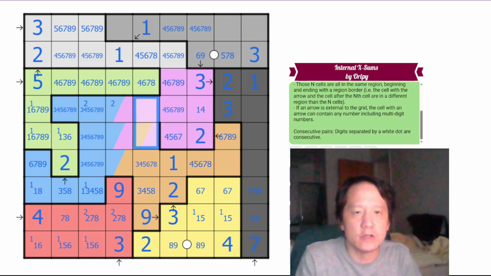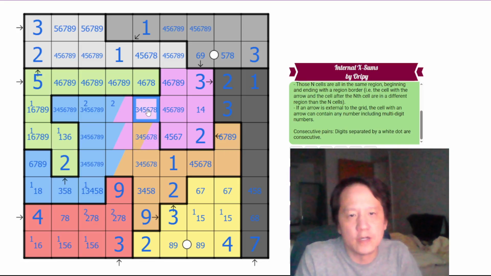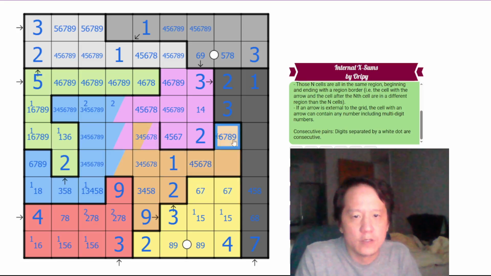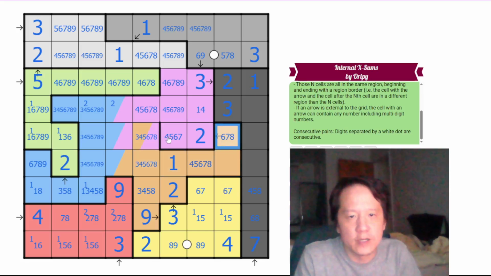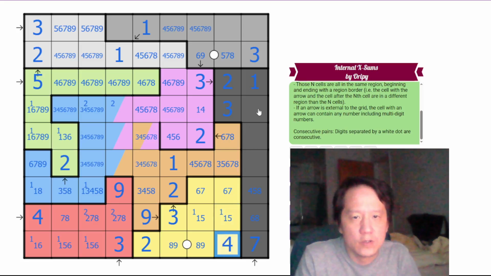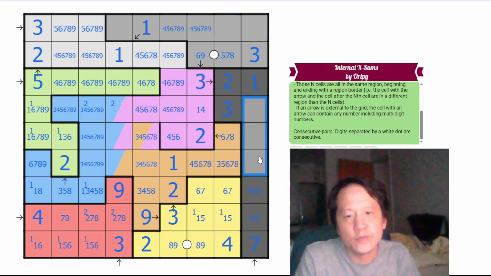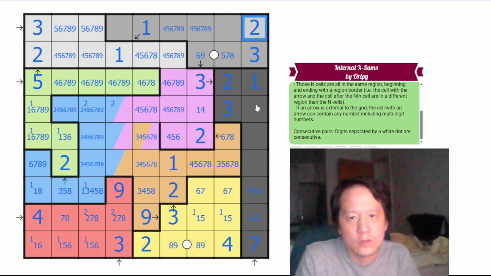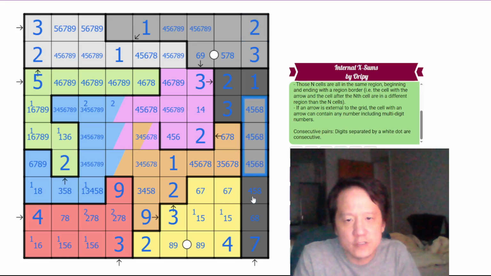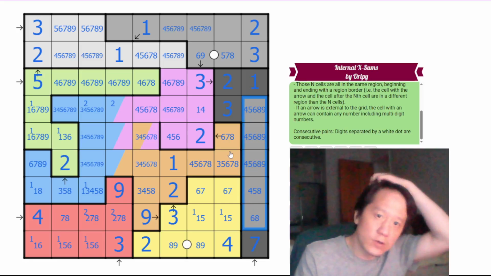Remaining digits in column 5 are 3 through 8, but you can't have a 3 in the pink region. This is orange, so this cannot be 9, which means this can't be 7. This can't be 9, so this is 3 through 8, and no 4 is allowed here. This digit in column, so this has to be 2 here, which means this is a 4, 5, 6, 8, 9 quintuplet here.